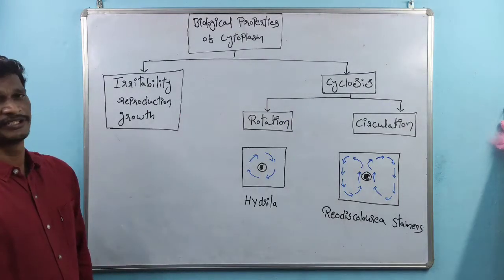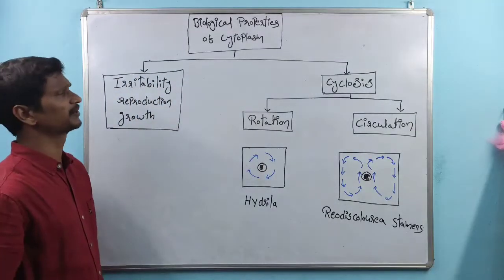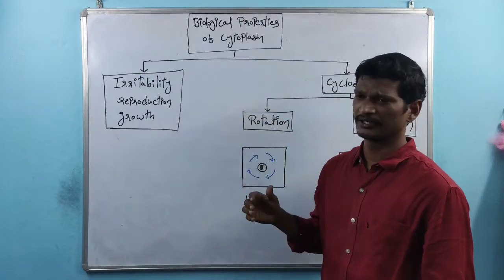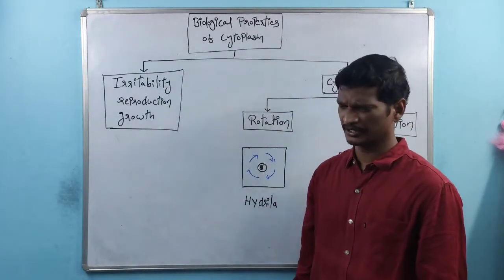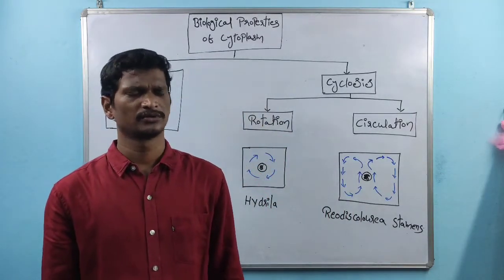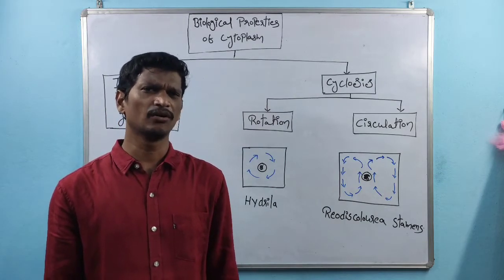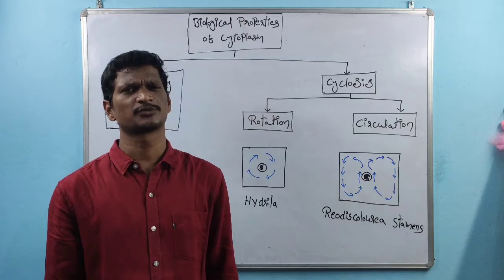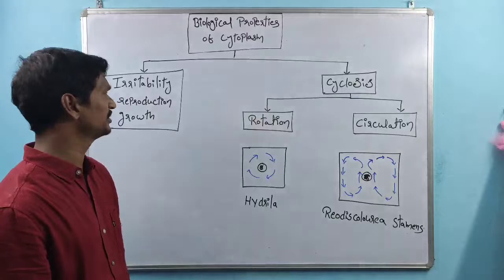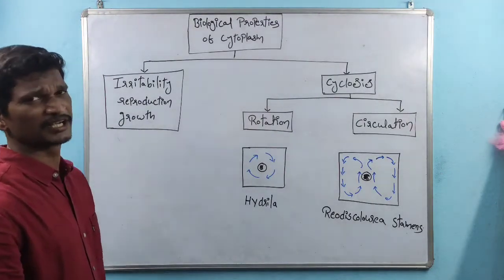Coming to the biological properties within cytoplasm. This is the last topic within the protoplasm and cytoplasm content. The cytoplasm shows different types of biological functions, and the very first one is irritability. What is irritability? Any living organism shows a response to the surroundings. Every living organism responds to the surroundings, and that is called irritability, right?